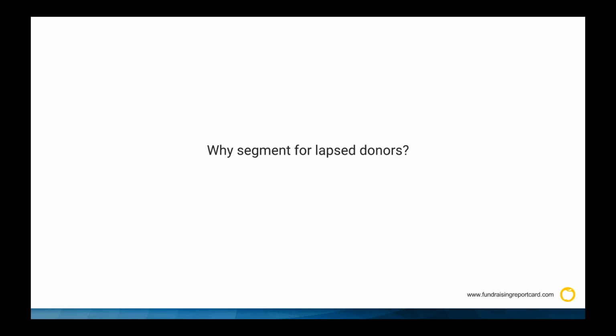So why would we segment our database, all of that information that we've stored and organized? Why do we want to acknowledge who our lapsed donors are?